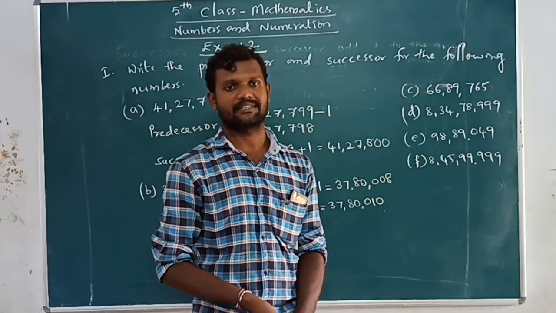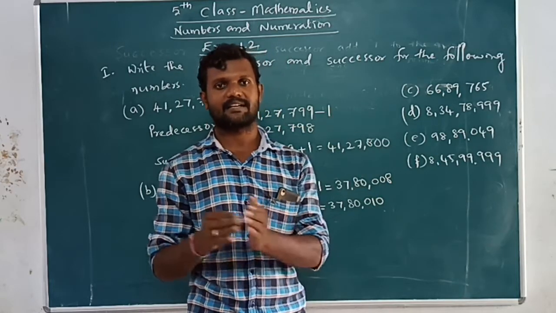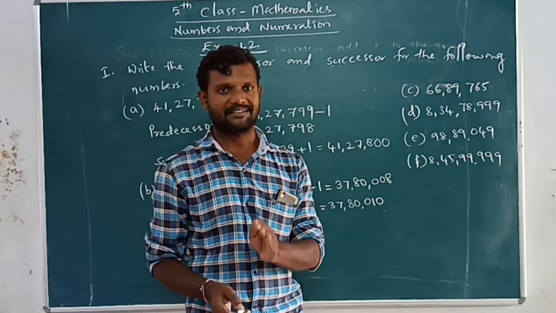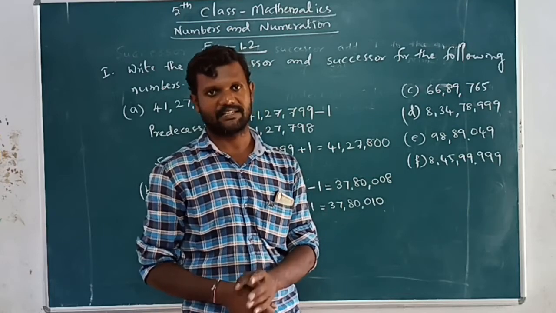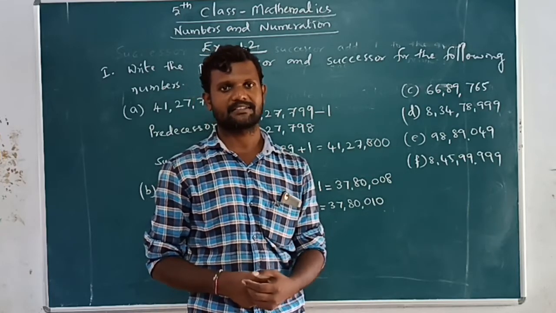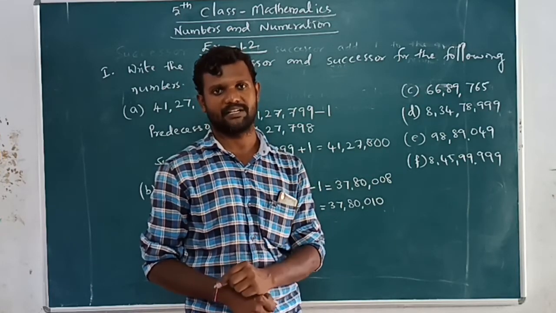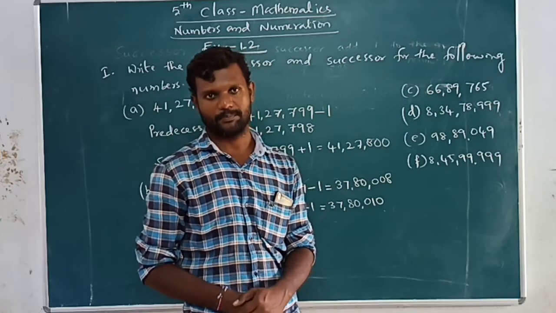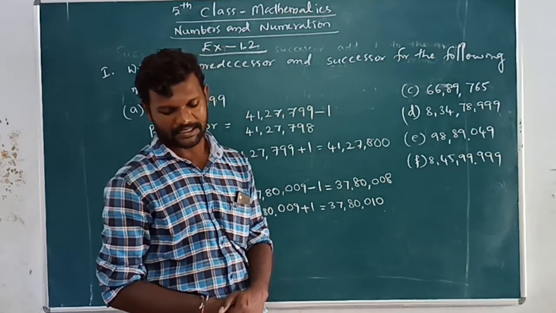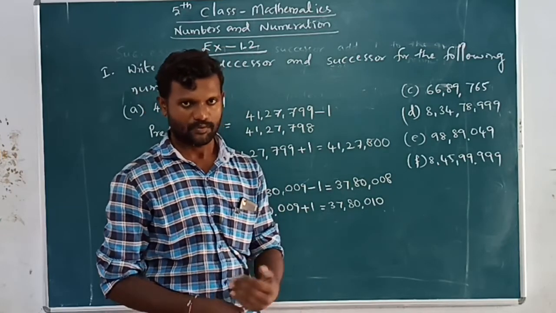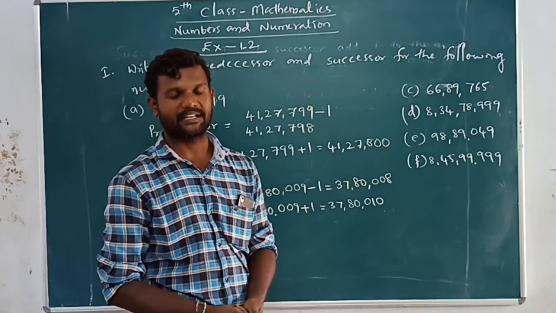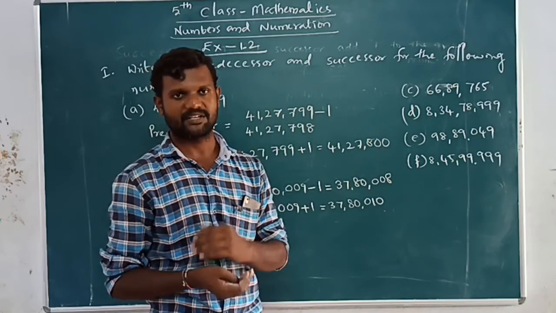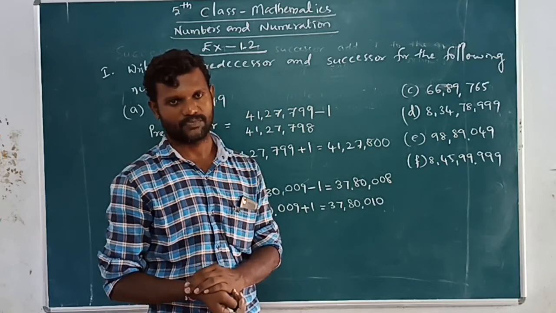Okay, what is called a successor? The number that comes just after the given number is called the successor. The number just before the given number is called the predecessor. To get the successor, you add 1 to the given number. To get the predecessor, you subtract 1 from the given number. Okay. Then next one. I already said comparing of numbers means we are able to say which number is bigger and which number is smaller in the given set. Okay.